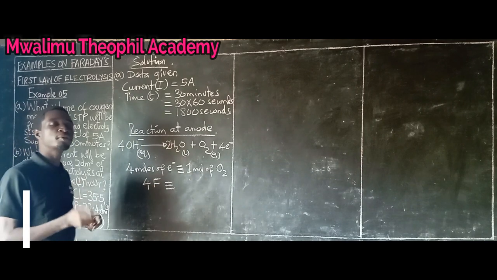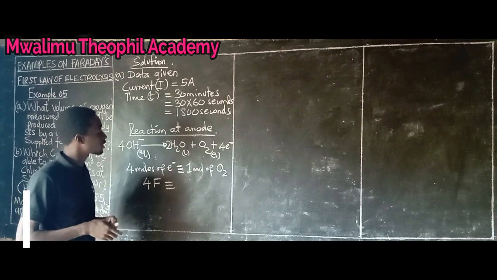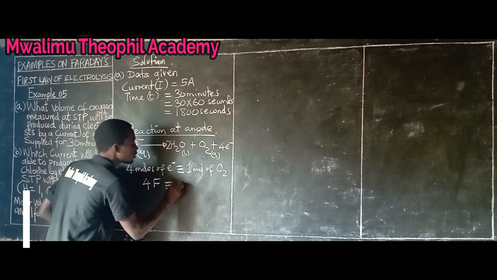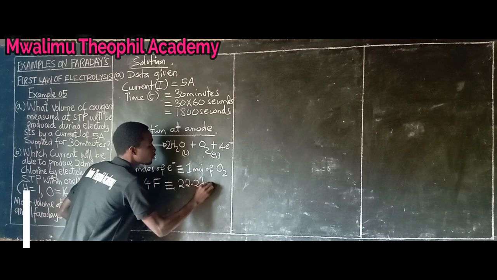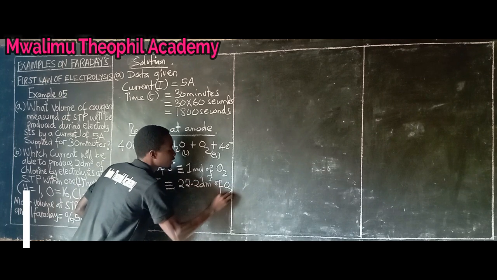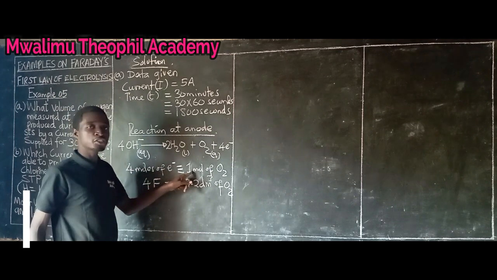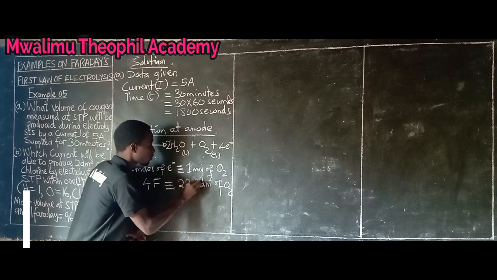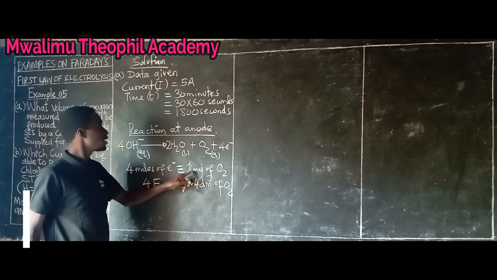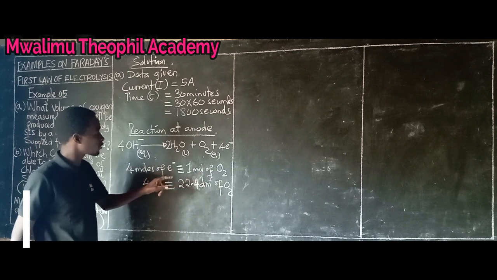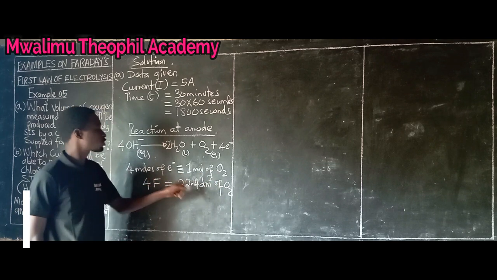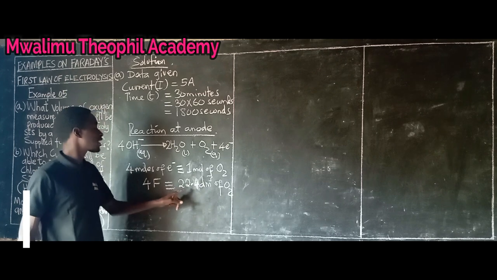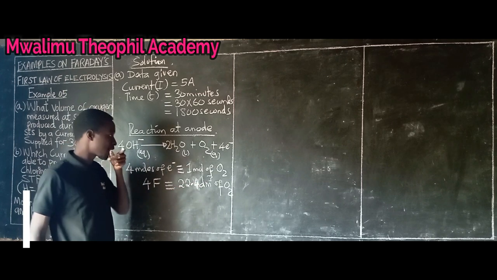1 mole of a gas at STP has 22.4 decimeter cubed. So here, as we have 1 mole, 4 Faradays will be equivalent to 22.4 dm cubed of oxygen gas. If it were 2 moles of oxygen gas, to get the total volume it would be 2 times 22.4. But as we are given only one mole, we take it directly as 22.4 decimeter cubed.